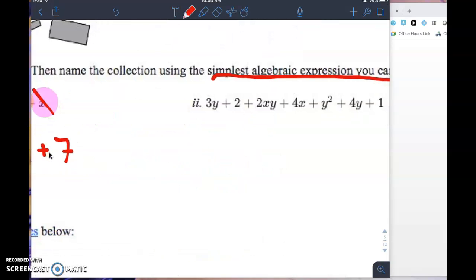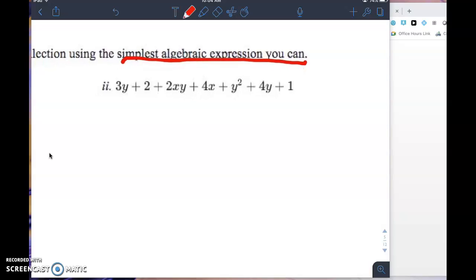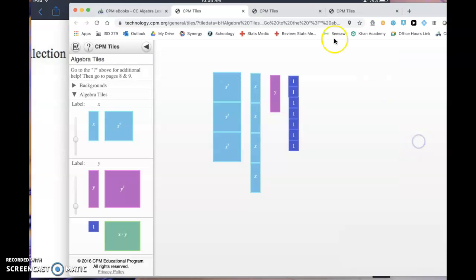All right, next problem is going to be maybe a little bit more interesting. Double I over here, I've got 3y plus 2 plus 2xy plus 4 plus y squared plus y, plus 4y plus 1. And I went ahead and built this as well.